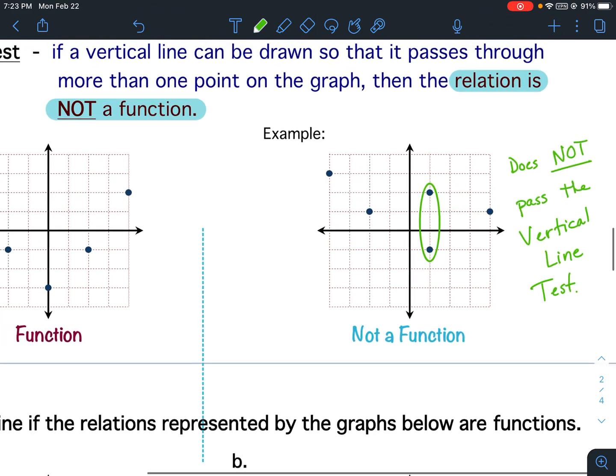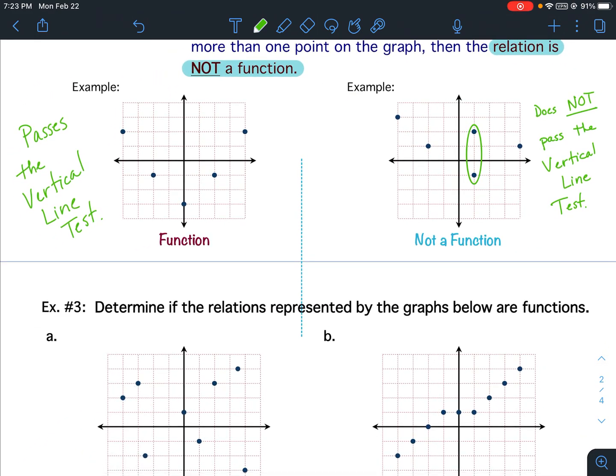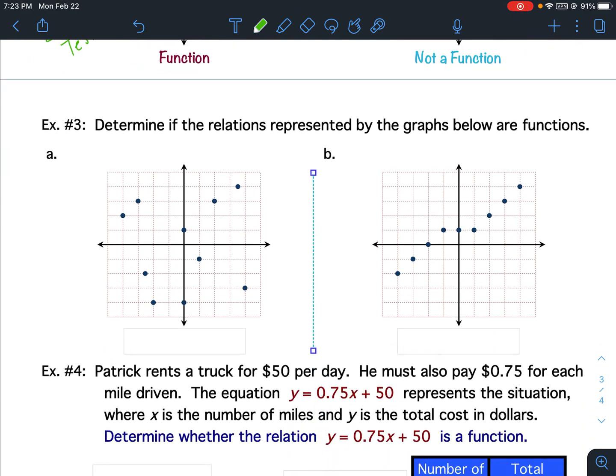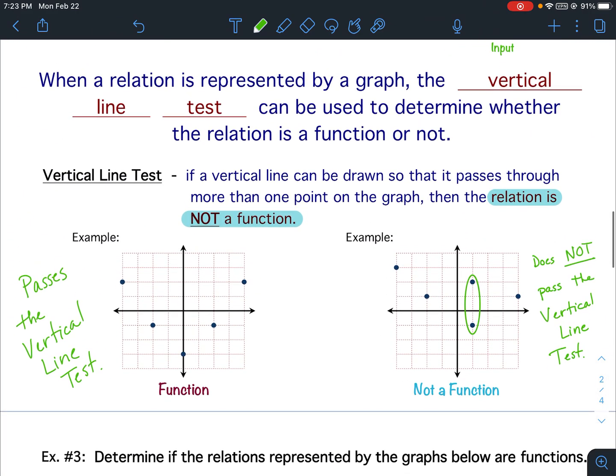Okay, so again, if you have a graph, you just want to drag a vertical line across it. You could use a straight edge, you could use a piece of paper, or you could just mentally look to see if you would draw a vertical line, if it would go through more than 1 point, it would not be a function. All right, if you have any questions on the vertical line test, please let me know.